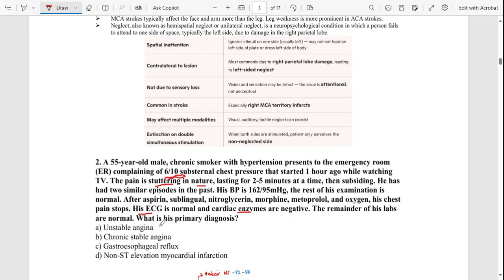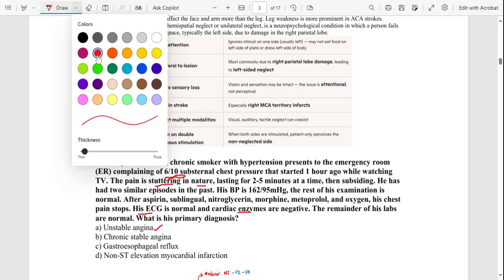What is the diagnosis? Unstable angina, chronic stable angina, gastroesophageal reflux, non-ST elevation myocardial infarction. Any thought on this one? All right, thank you so much. Yeah, likely this is unstable angina.